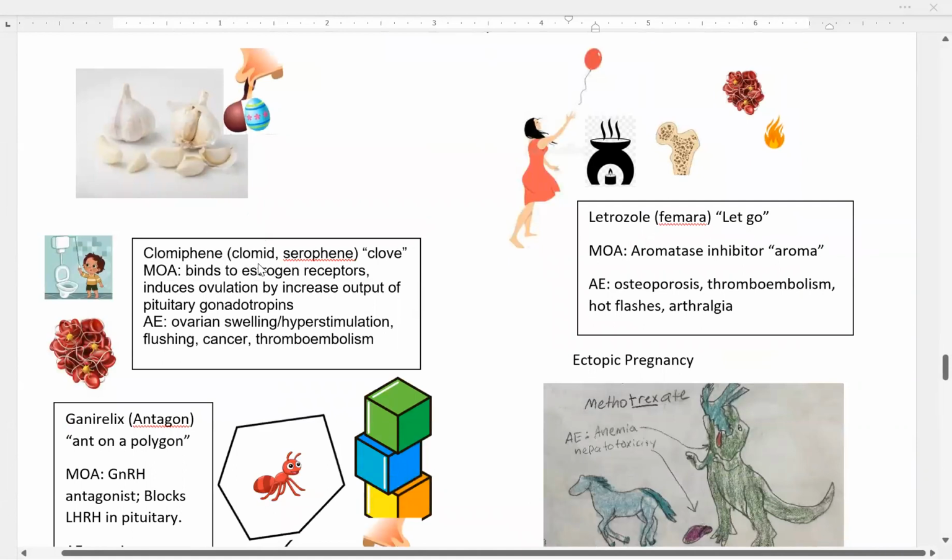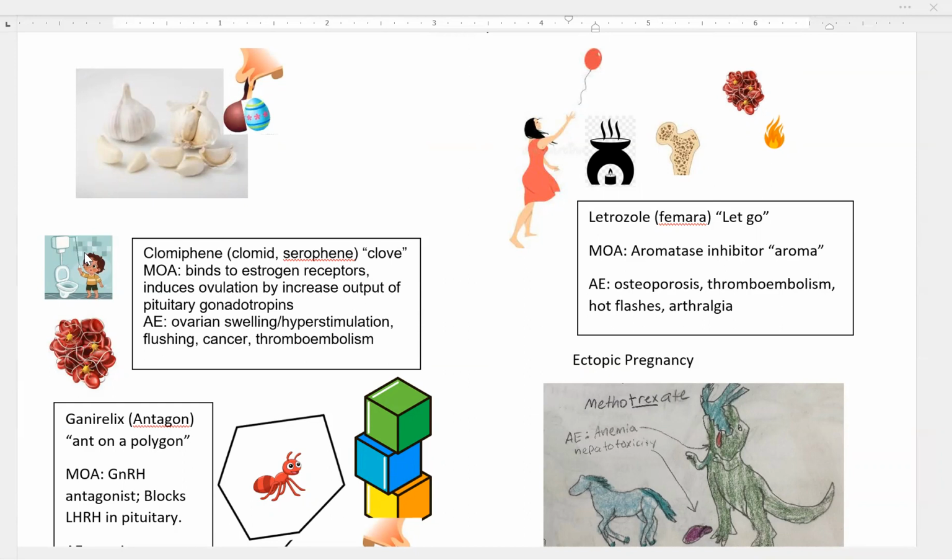I thought Clomid sounds like clove, so I have a clove of garlic here. The MOA is that it binds to estrogen receptors and induces ovulation by increased output of pituitary gonadotropins. To remember estrogen receptors, I thought estrogen sounded like Easter, kind of. So we have an Easter egg representing one of the lobes of the pituitary, which helps you remember the pituitary gonadotropins.